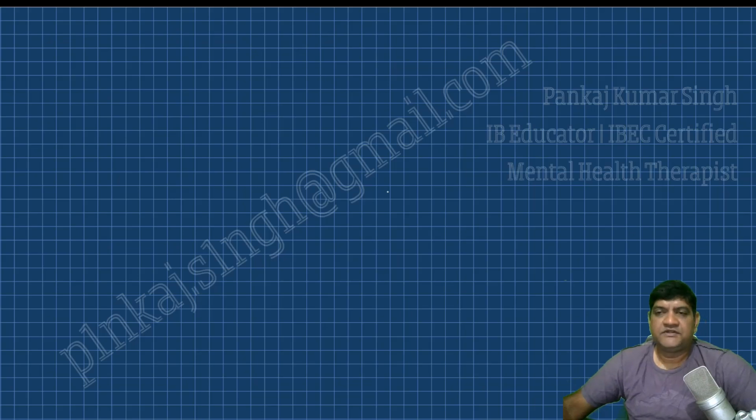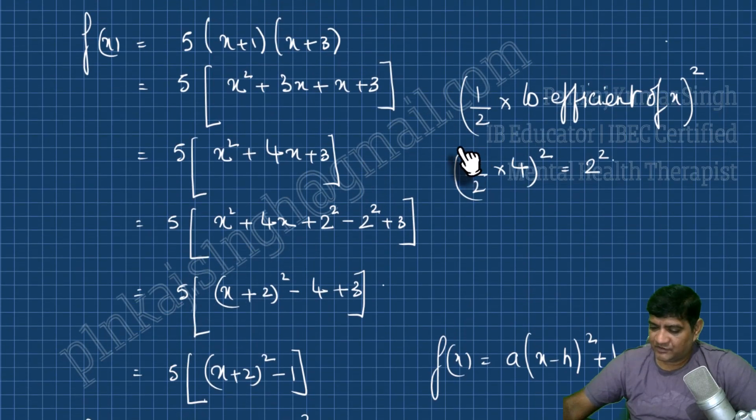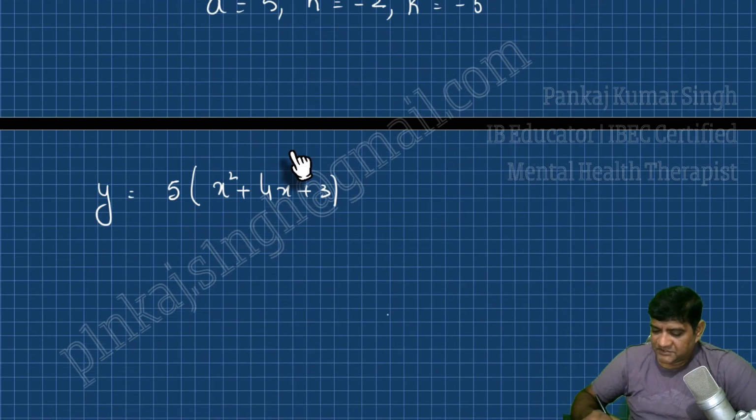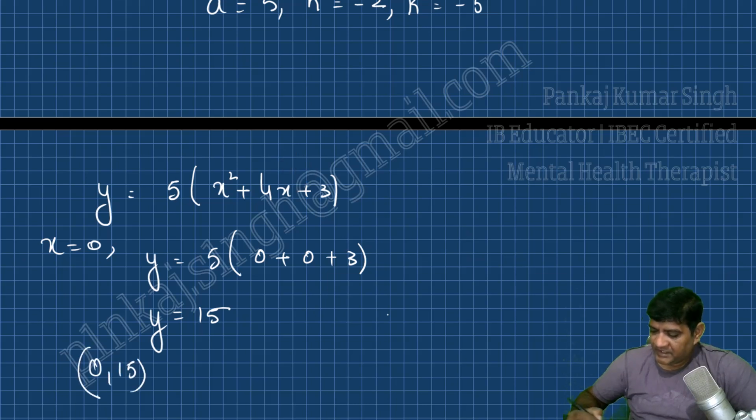What I'm going to do now is to find out the point where this particular curve is going to be cutting the y-axis. For me to do that, I'm going to take this equation here, which is 5 into x squared plus 4x plus 3. So when I substitute the value for x is equal to 0, I will get the y value as 5 into 0 plus 3, which is basically 15. So now I know that the curve is going to be cutting the y-axis at the point 0, 15.